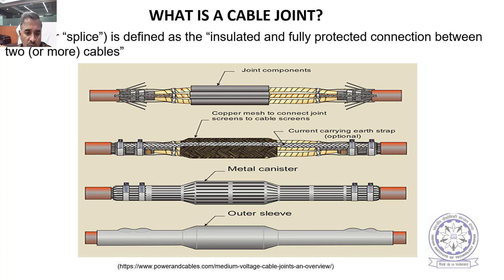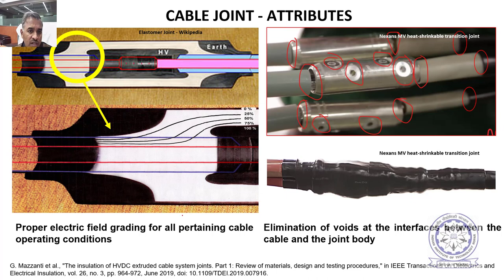But for this three core cable, three cores are taken out of this side and this side, so they have to be joined very carefully. The copper mesh to connect joint screens to cable screens is to be used here. Again, the joint screens are to be connected to cable screens, and then the current carrying earth strap. This is needed for return currents of the cable. On this side also we have such a current carrying construction, so that has to be joined using this strap. And then a metal canister to cover the cable joint completely, and then the outside sleeve. So these are typically the joint components. And then different attributes we will see.